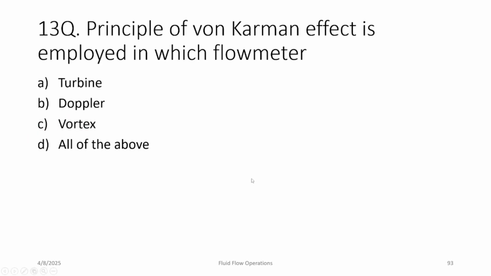So the principle of the Karman effect is employed in which flow meter? Option A, turbine, option B, Doppler, option C, vortex, option D, all of the above. So it is employed in vortex type flow meters, option C, right?